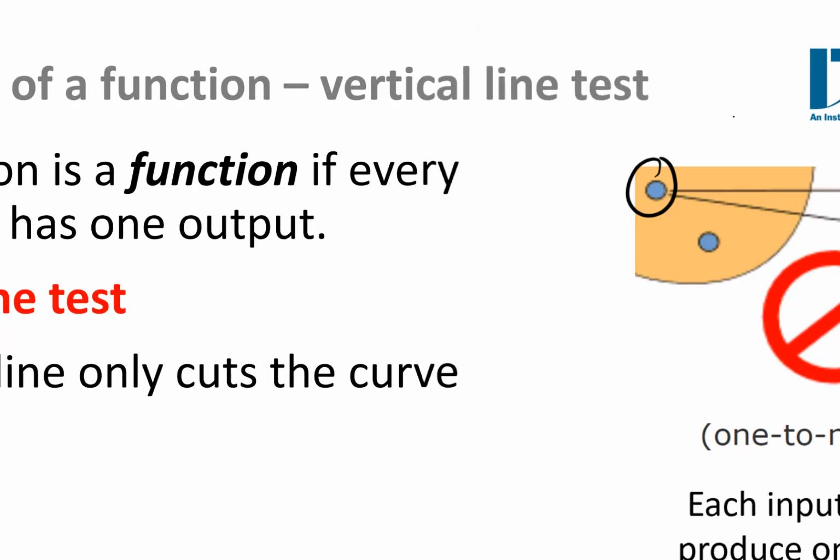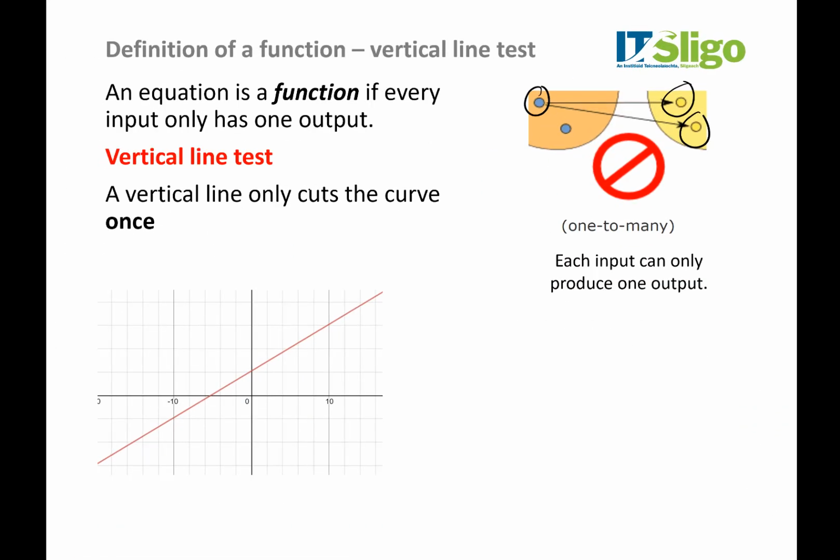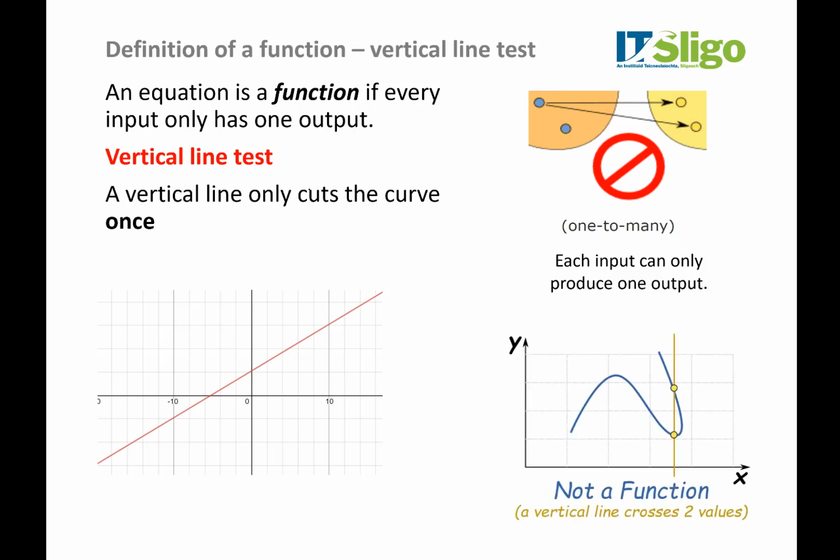So if you had this scenario, then this would not be a function. And that's what it looks like, guys. This scenario up above, one input having two outputs, would look like this. So if you can draw a vertical line and it cuts the curve in more than one place, you're not dealing with a function.